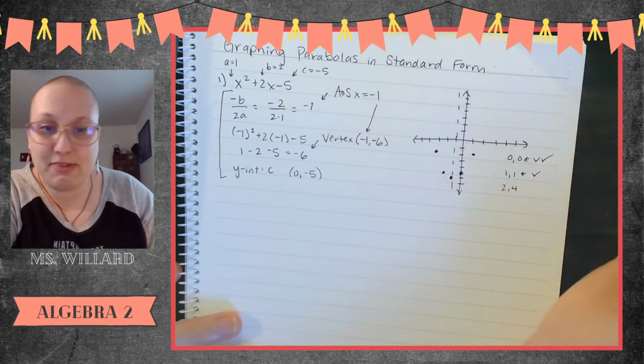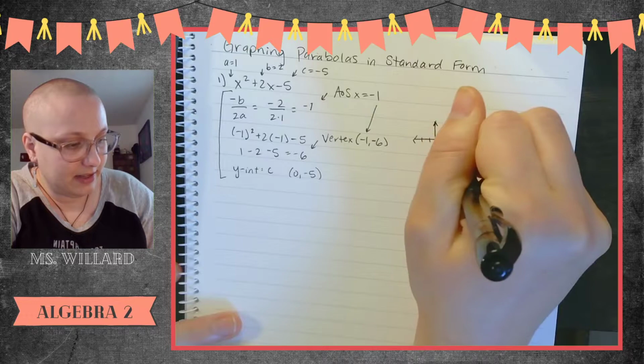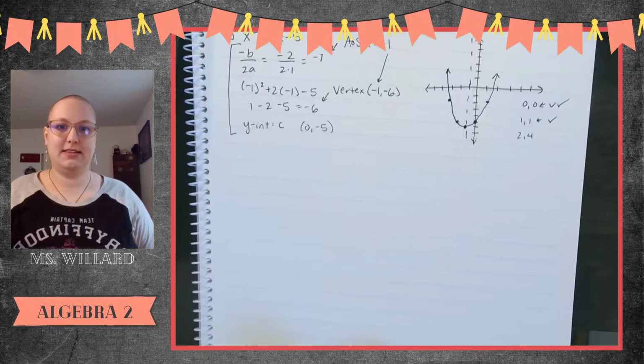And then I have those 5 points that I need. 5 makes it a U shape. 3 could be a V, so we kind of start to stick with 5. And there's my graph. Let's do another one.